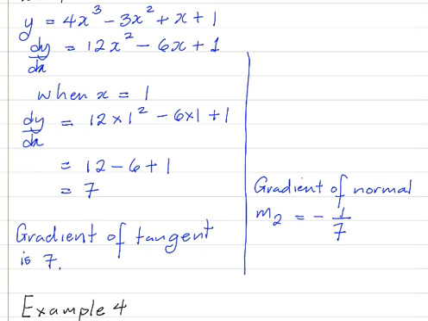Alright, so the gradient of the tangent is what? 7, positive 7. The gradient of the normal, which is perpendicular to the tangent, is minus 1 over 7. 7 is the same as saying 7 over 1. So if I invert 7 over 1, I'm going to get 1 over 7. And if I change the sign from positive, it's going to become negative.